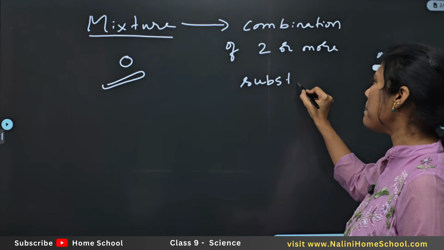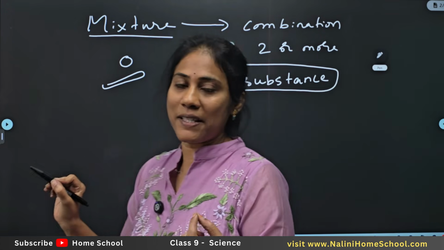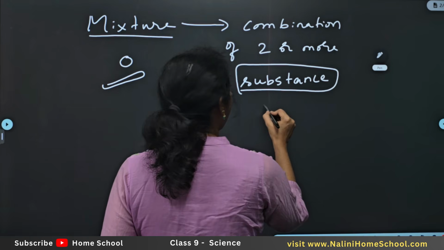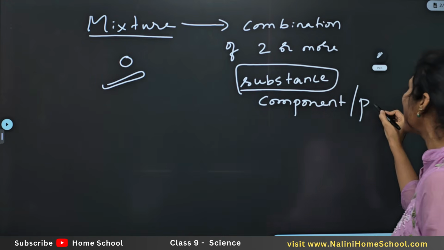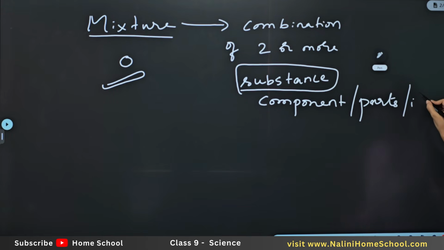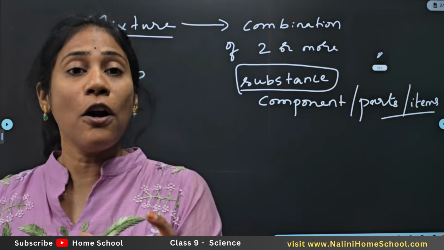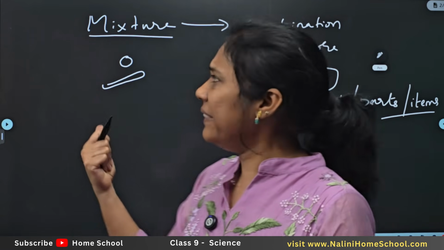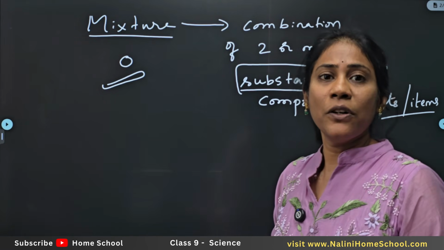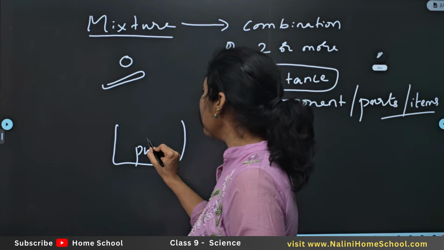So what do we mean by substances in chemistry? Many students ask me, ma'am, what is this word substance? Substance here is nothing but component, or parts, or it can be items. You can also say it as items. So when two or three different types of items, substances or components are mixed, that is called a mixture here.